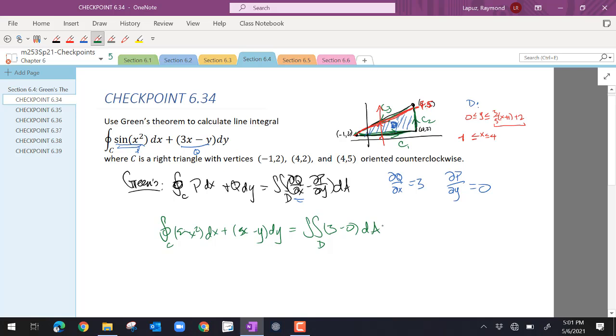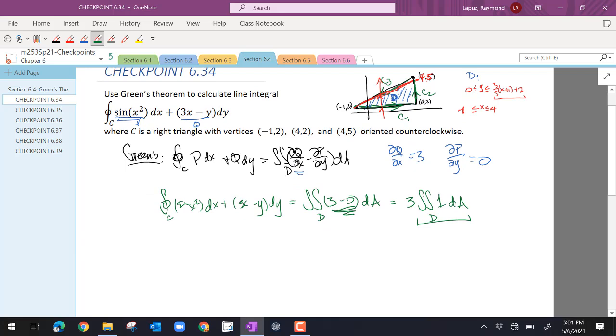Now that we're seeing this as a constant, let us use another fact that we learned when we were learning double integrals. If we take this 3 out, we have the integral over D of 1 dA. Do we remember that the double integral over D of the function 1 dA is simply equal to the area of D? So 3 times the area of D. We don't really even have to do an integral here. We just have to find the area.